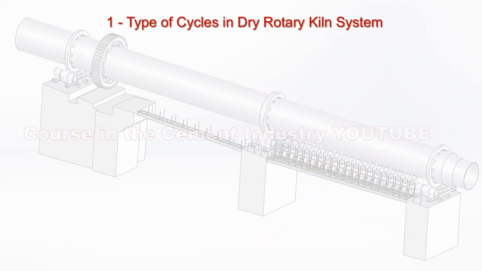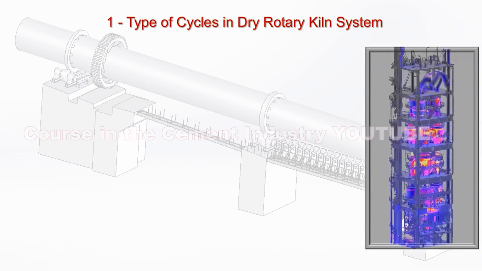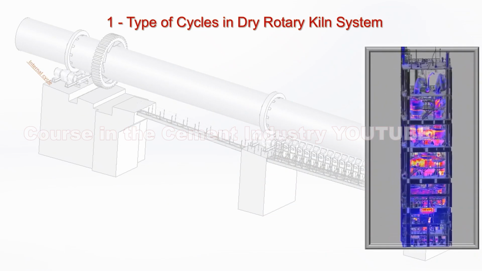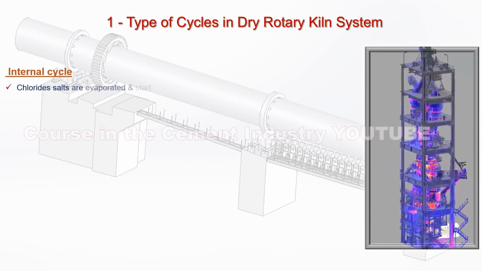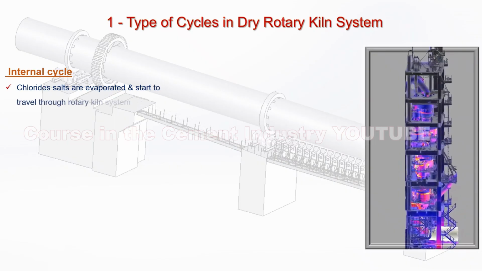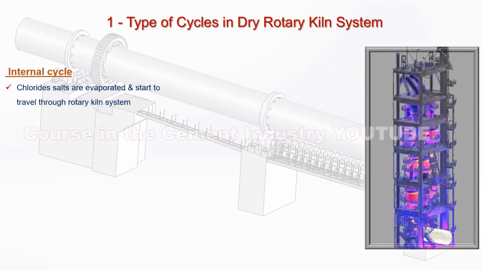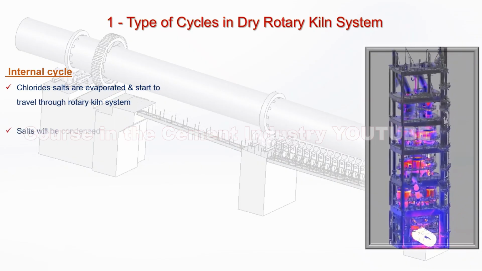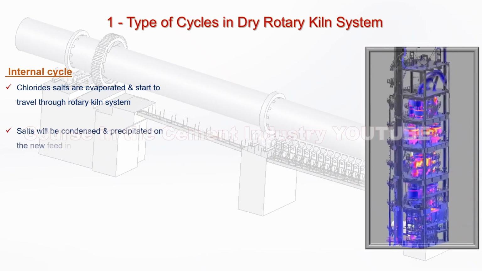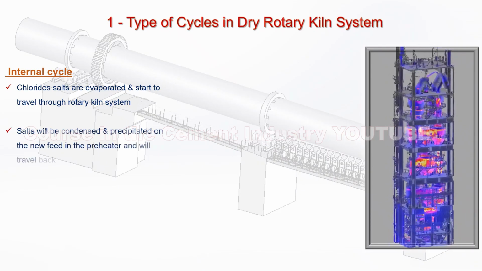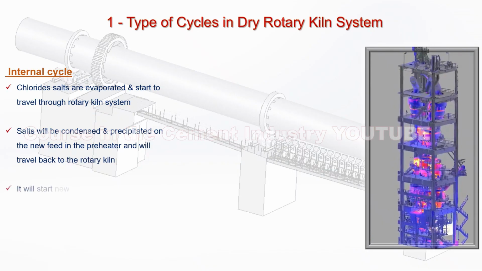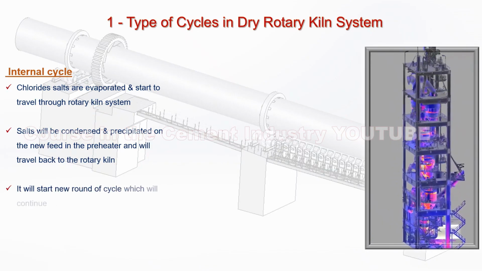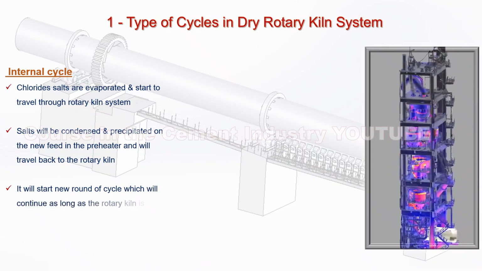1. Types of cycles in a dry rotary kiln system. Internal cycle. 1. Chloride salts are evaporated and start to travel through the rotary kiln system. 2. Salts will be condensed and precipitated on the new feed in the preheater, and will travel back to the rotary kiln. 3. It will start a new round of the cycle, which will continue as long as the rotary kiln is in operation.